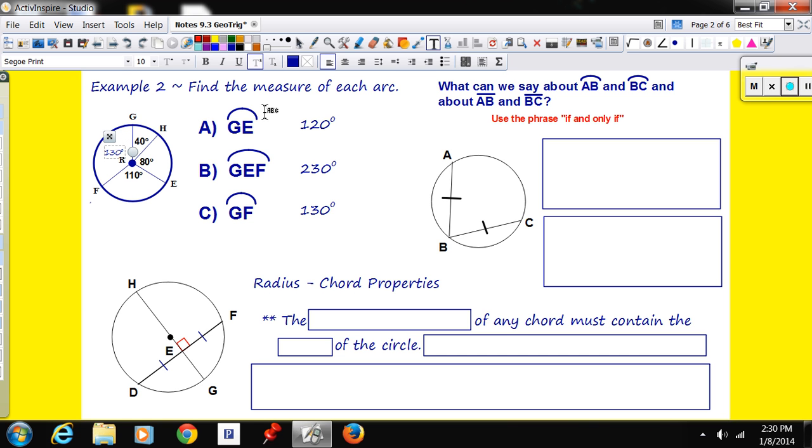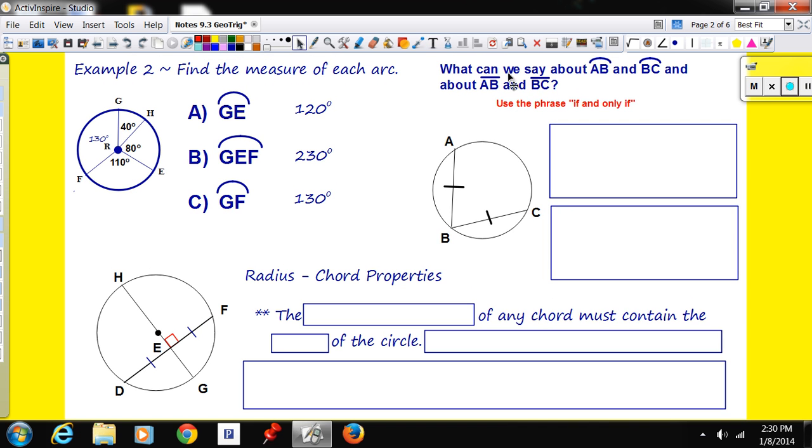All right, moving on here. Let's look at the next topic. It says, what can we say about arc AB and arc BC, and what do we know about line AB and line BC? Well, segment or chord AB is congruent to chord BC. So if this chord equals this chord, that means it has to cover the same amount of the circle. So that means this arc AB is going to also be the same as arc BC. So the arcs would also be congruent.